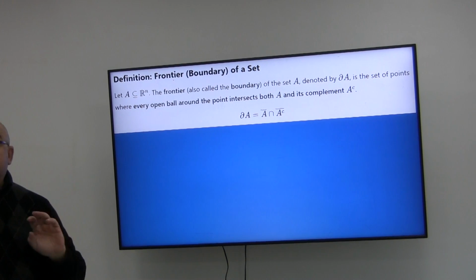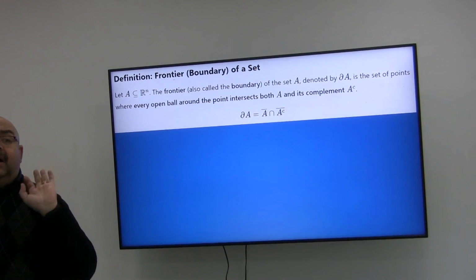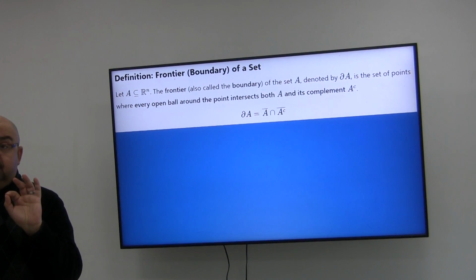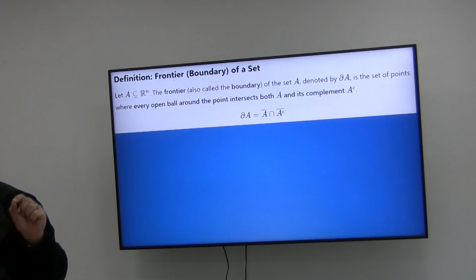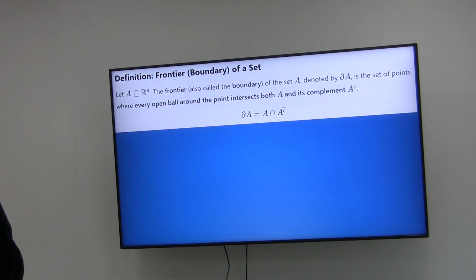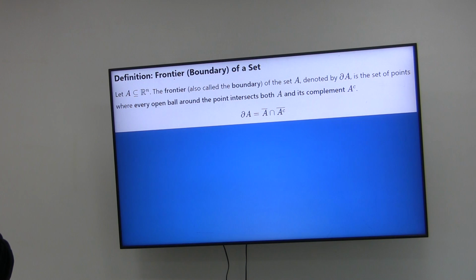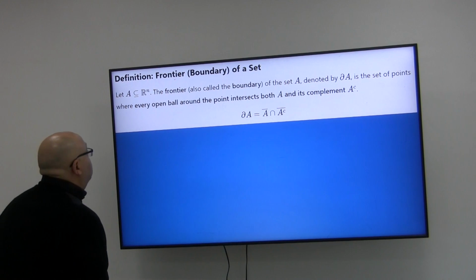طيب الفرونتير اقدر اعرفه بكذا اسلوب، او الباوندري اقدر اعرفه بكذا اسلوب. من احد الاساليب ان الباوندري بوينتس دي، خلي بالك الباوندري بوينتس دي هي الكلوجر بتاع الاكستيريور. هو مين الكلوجر بتاع الاكستيريور؟ الاكستيريور زي الباوندري. انترسكشن الكلوجر بتاع الانتيريور. مين الكلوجر بتاع الانتيريور؟ انتيريور باوندري. يبقى هو فعلا باوندري بوينتس. ماشي؟ يبقى الديفينيشن ده برضو موجود معاك.